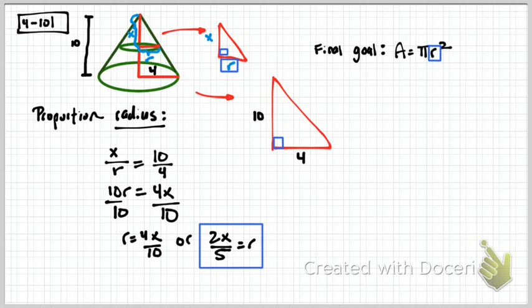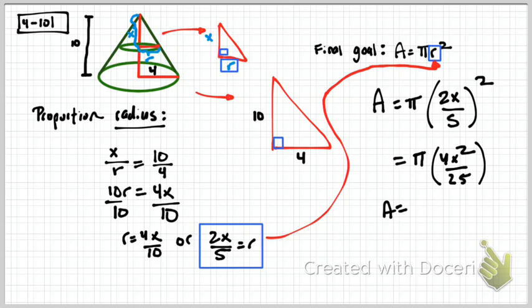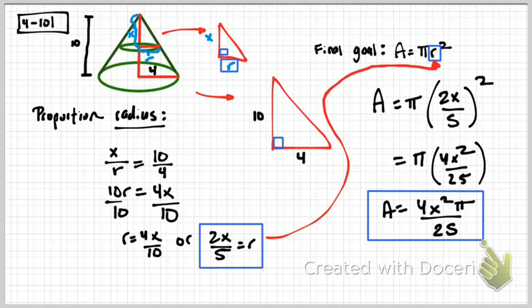Once we know that, we can take that equation and bring it right into here. So now we have the area of the cross-section is pi times (2x over 5) squared. We square it, we get pi times 4x squared over 25, which equals 4x squared pi over 25. It's complex, but it's your final area, because obviously it depends on where you cut it, so x would be your height.